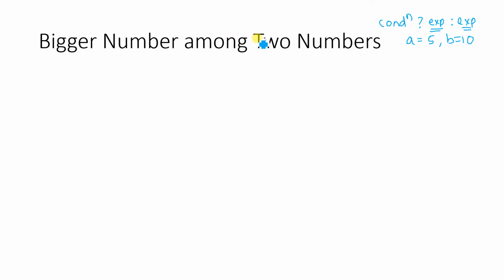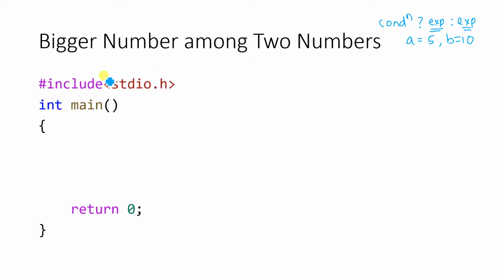We will focus on the logic. We will not think about the structure of the C program. We have already discussed the structure of the C program in previous classes. You can go and watch there what is the meaning of these lines. I am not going to discuss it again here. We will concentrate on the question: how to solve the problem when two numbers are given, and find the bigger number among those two numbers.